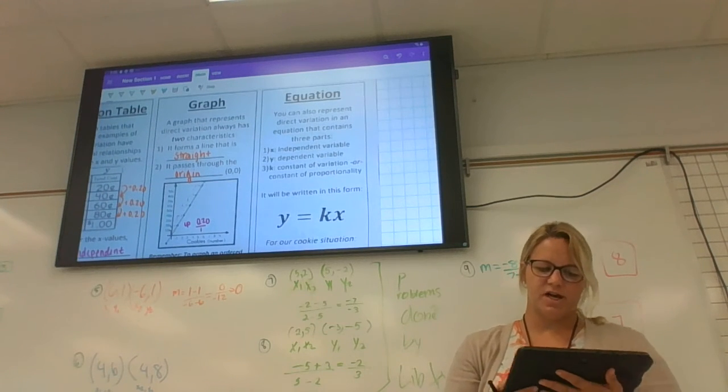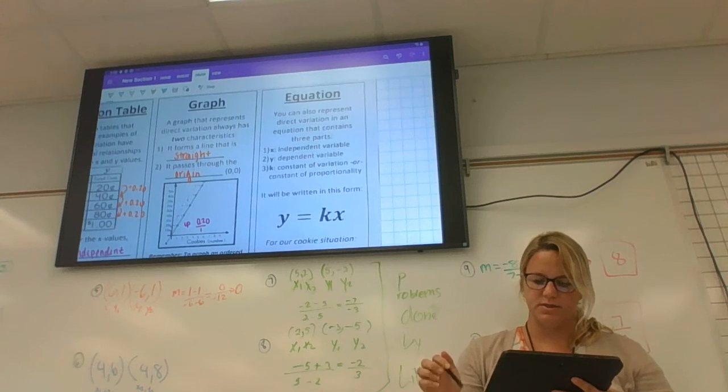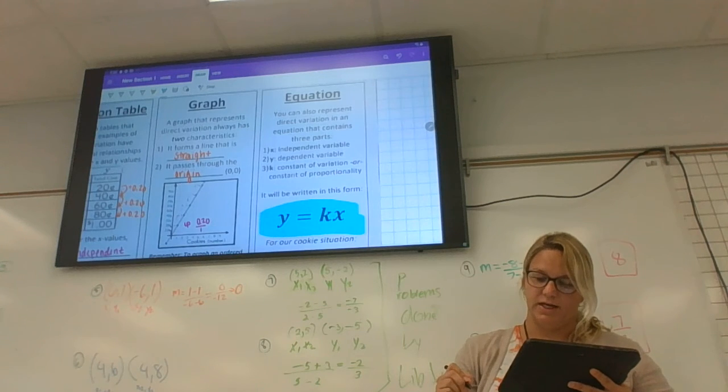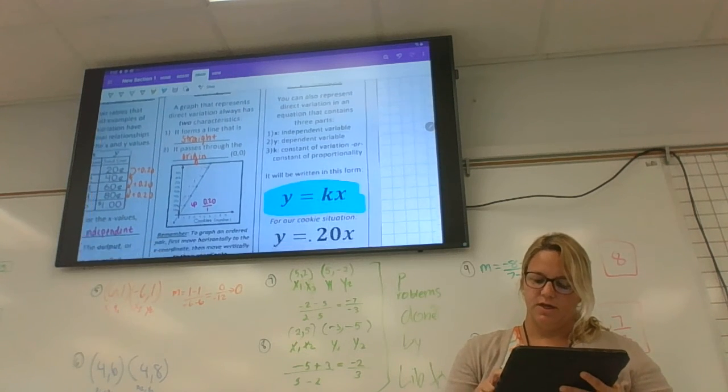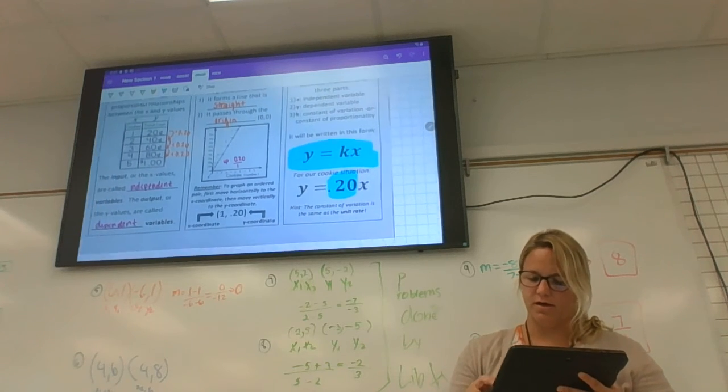You can represent direct variation with an equation that contains 3 parts. So this is the equation. Y equals K times X. I've already told you to write it down. For the cookie situation, you would put 0.2 right there.